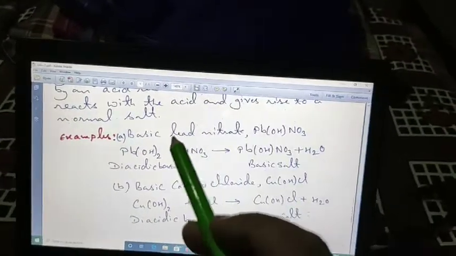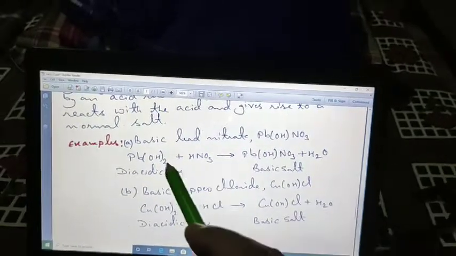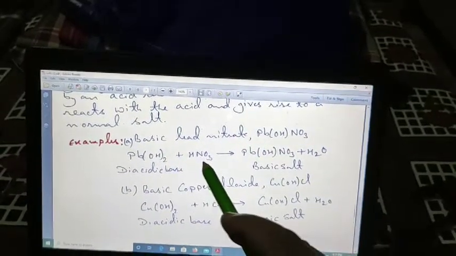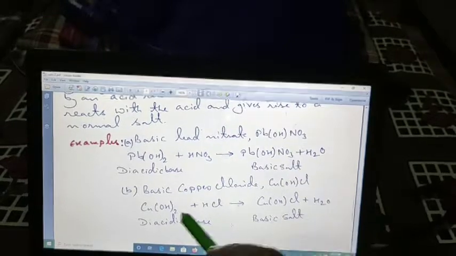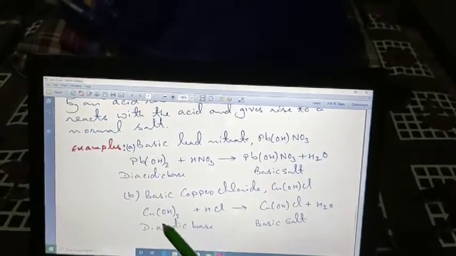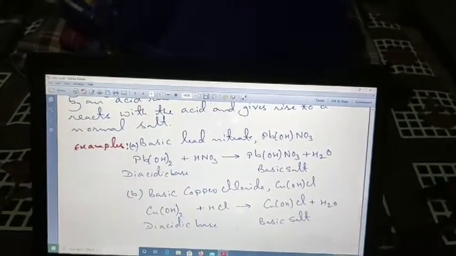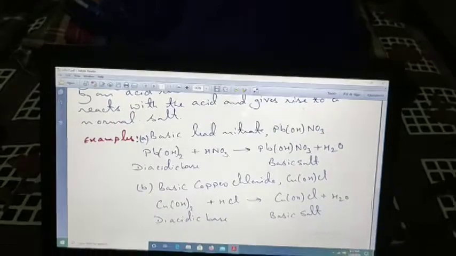Examples: basic lead nitrate, Pb(OH)NO3. So when a diacidic base is treated with HNO3, it will give you a basic salt. Similarly, basic copper chloride: when copper hydroxide is treated with HCl, it will give you a basic salt. So this is the example of basic salt.